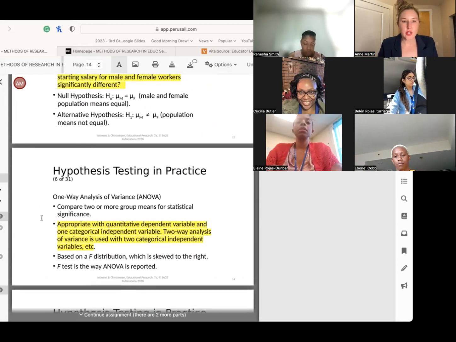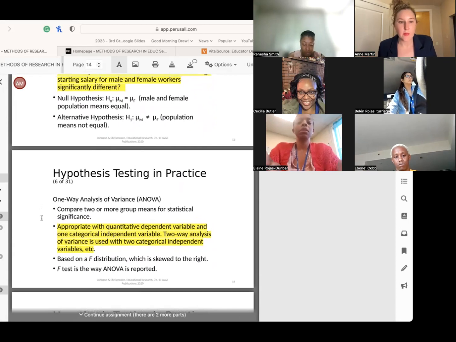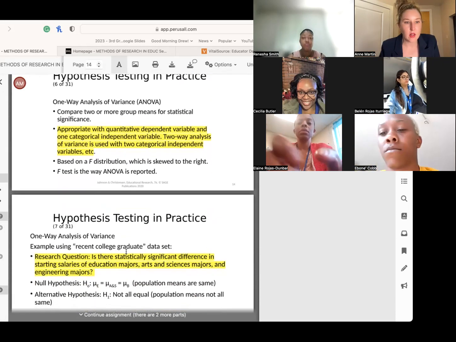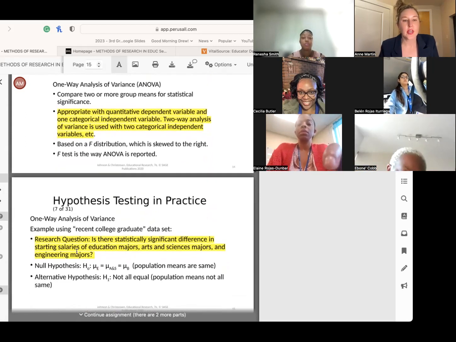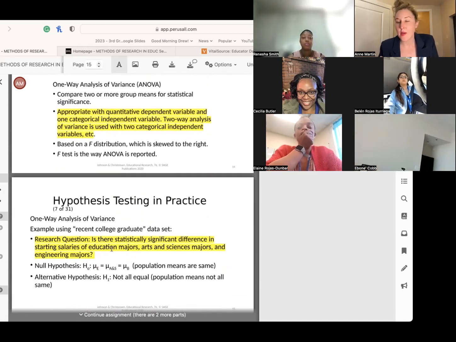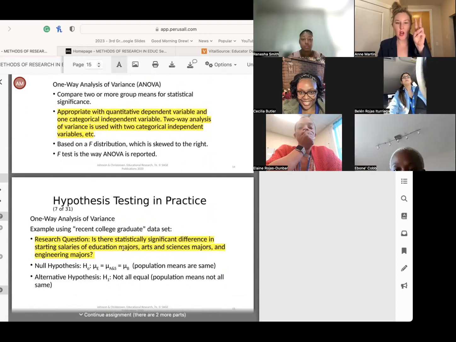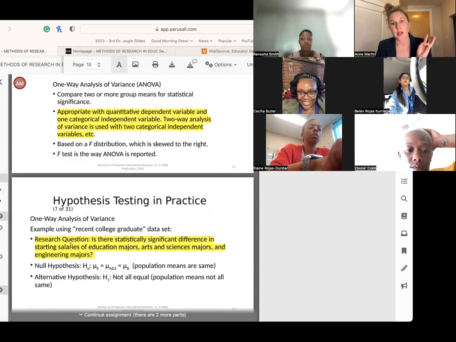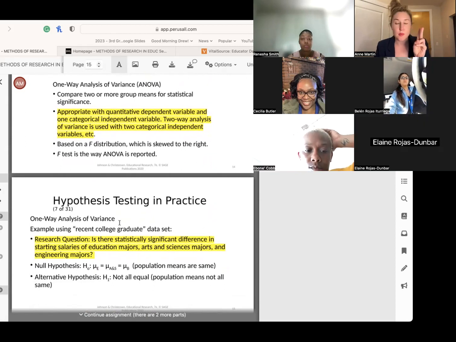So ANOVA you can use if you, again, have a dependent variable and categorical independent variables. You can use it if you have two or more. So in this example, they're looking at starting salaries and then major. But this one, they have more than just two different majors. They have education, arts and sciences, and engineering. So since it's more than two groups, they can't do t-test. They're doing an ANOVA. But if it is two groups, you could do either t-test or ANOVA.